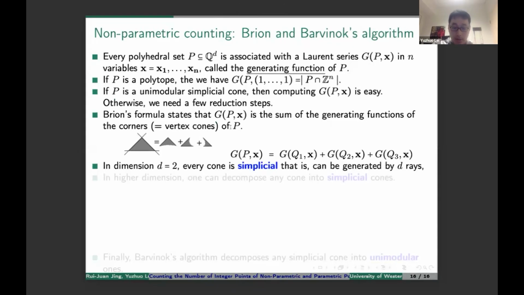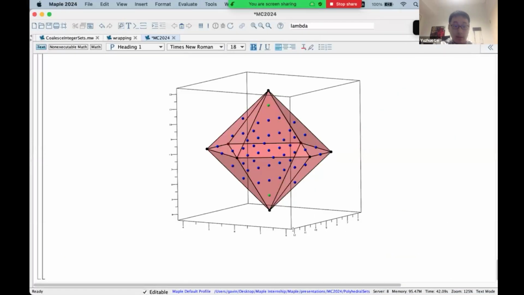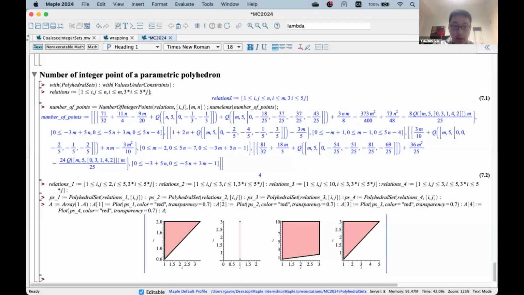If I want to compute the generating function, Brion's formula states that the generating function of a polyhedron is the sum of those of its corners, and we can decompose the cones into unimodular cones; Barvinok's algorithm can decompose any cone into unimodular cones. Finally, I have one last example that shows how we compute the number of points of a parametric polyhedron. The input is a parametric polyhedron with i, j as variables, and m, n as parameters, and the result contains 4 cases, and if we plot them, we see the result. Thank you, and that concludes my talk.